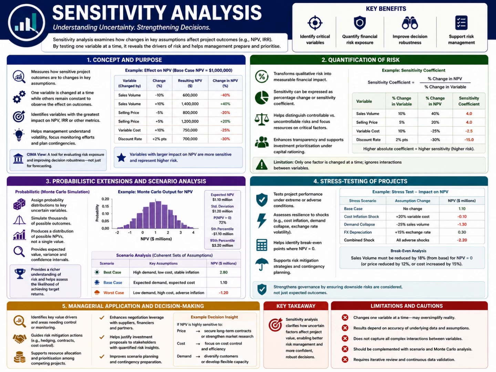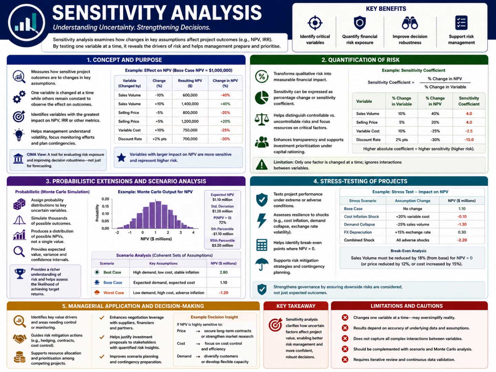Quantification of risk through sensitivity analysis. Sensitivity analysis translates qualitative risk perceptions into measurable financial outcomes. It quantifies risk by calculating how much a given change in a variable will affect project value, often expressed as a percentage or sensitivity coefficient. For instance, a 5% decline in selling price may reduce NPV by 20%, indicating high sensitivity and therefore greater risk.